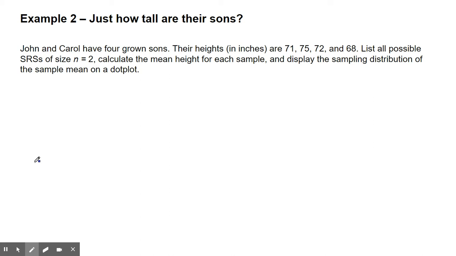Okay? So again, this is a very small population. We have a population size of 4, right? This is your population. The 4 grown sons are your population. We're doing sample sizes of 2. So again, we can legitimately find all possible combinations. Now I'm going to write these in order: 68, 71, 72, 75.